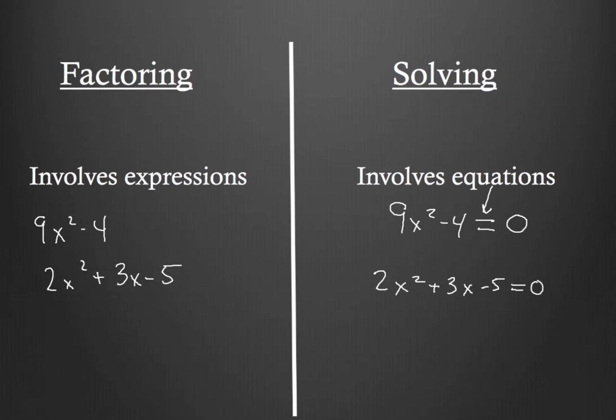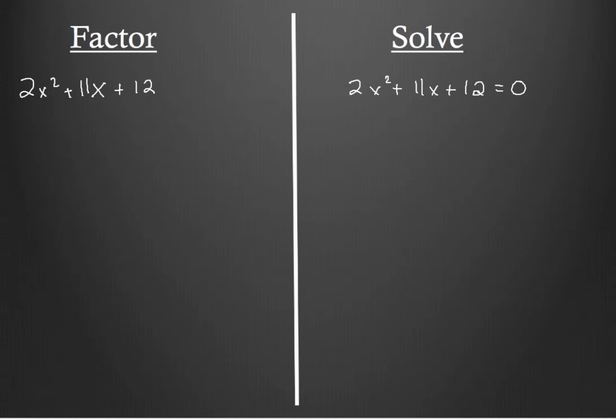So let's do two quick examples. Now the first example is going to involve factoring and solving the expression 2x squared plus 11x plus 12. Now if you were to factor that, there's a lot of different things you can do to factor it, but then when you're all done, that would factor into 2x plus 3 and x plus 4.